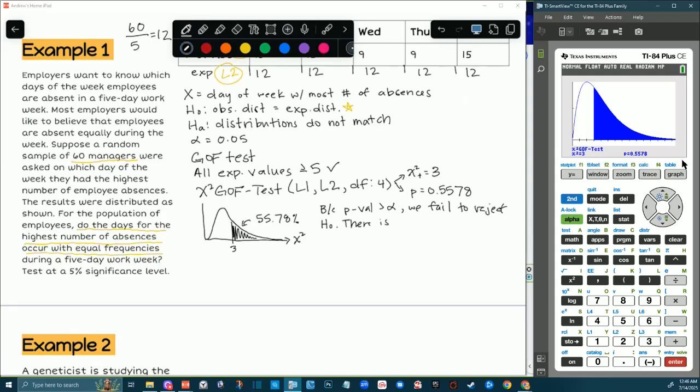So there is not enough evidence to reject the claim that, and then I'm going to copy wording from the problem, that the highest number of absences occur with equal frequencies.